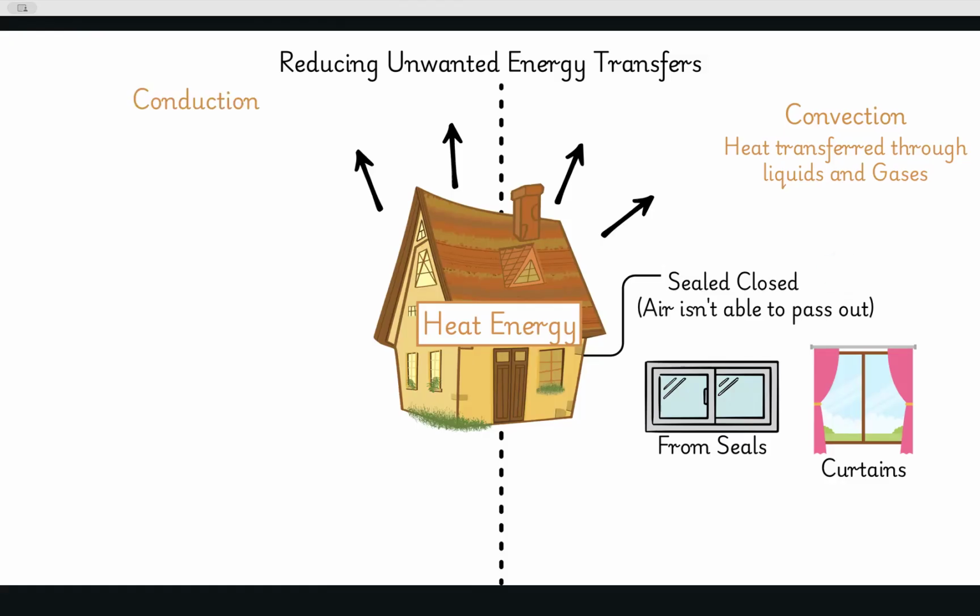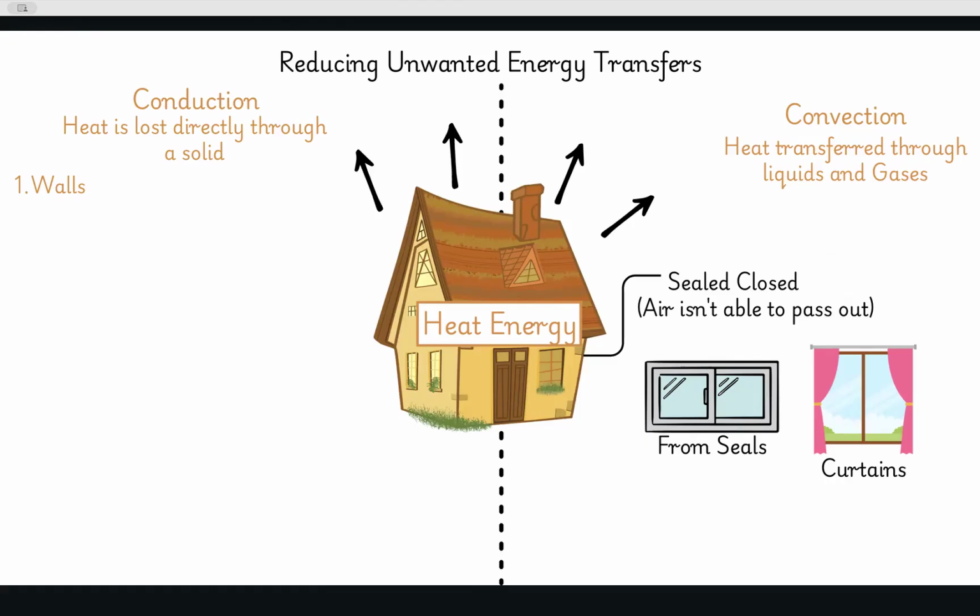Now let's look at conduction. So conduction is heat loss through a solid. So convection is through a fluid, so liquids and gases. Conduction is through solids. So that's when heat is lost directly through a solid. And this can be through the walls, through the windows, and so on.